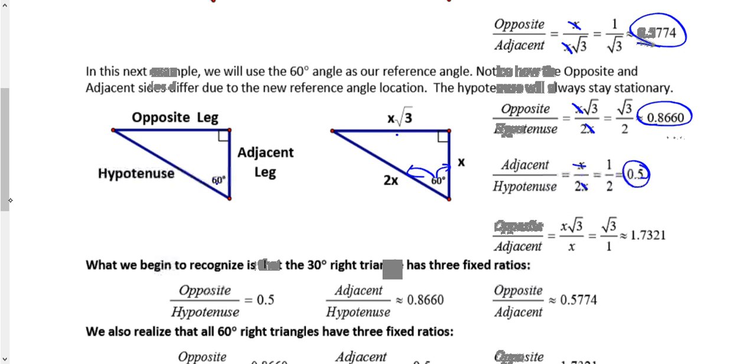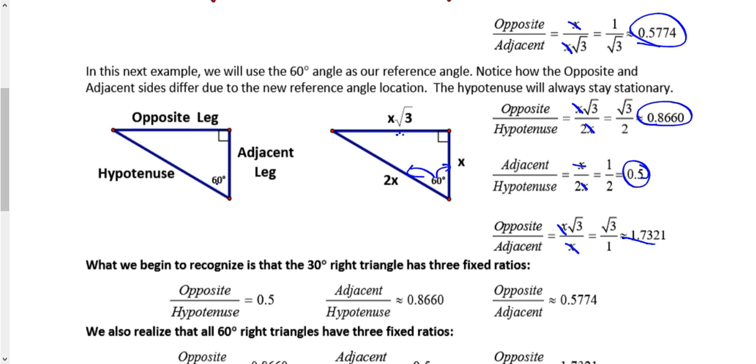And then the opposite over adjacent. Now that's going to be different, right? What was it here? X over x square root of 3 up here, right? But down here, what is it? X square root of 3 over x. A different opposite, a different adjacent, right? So now we get a totally new thing.